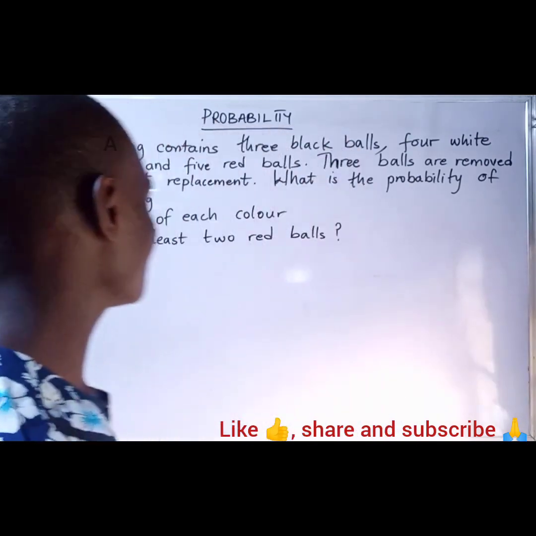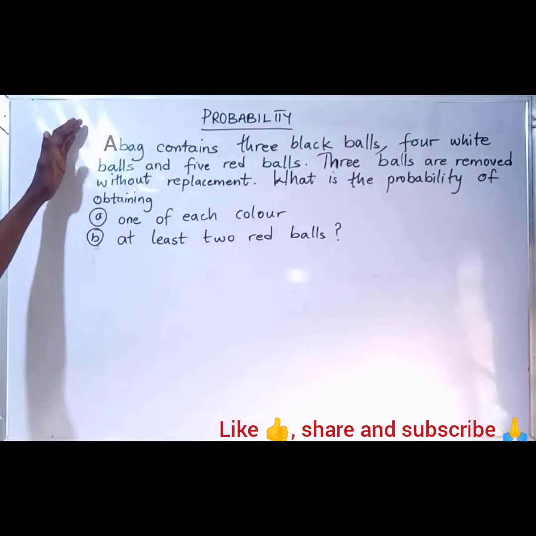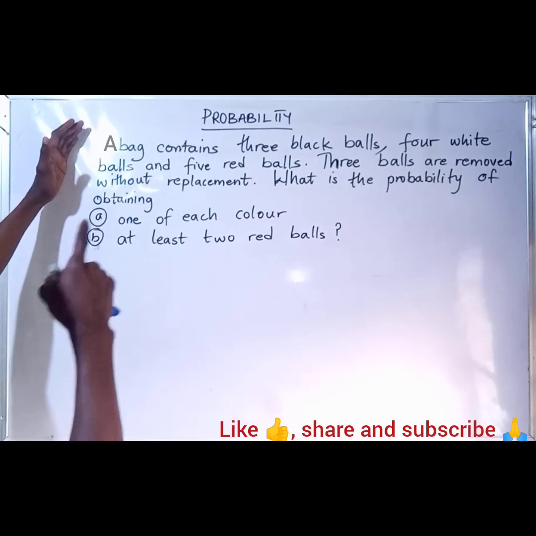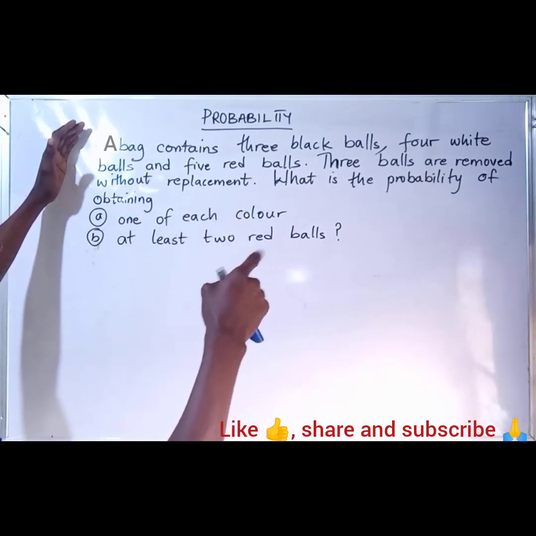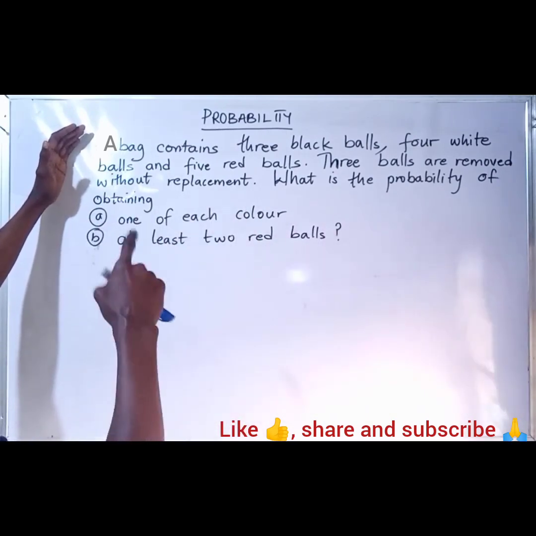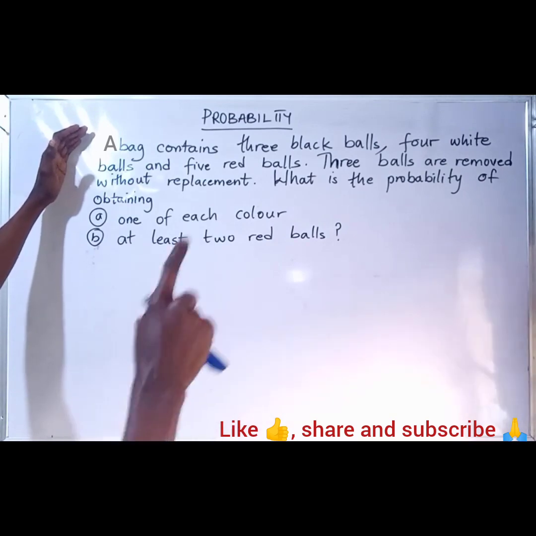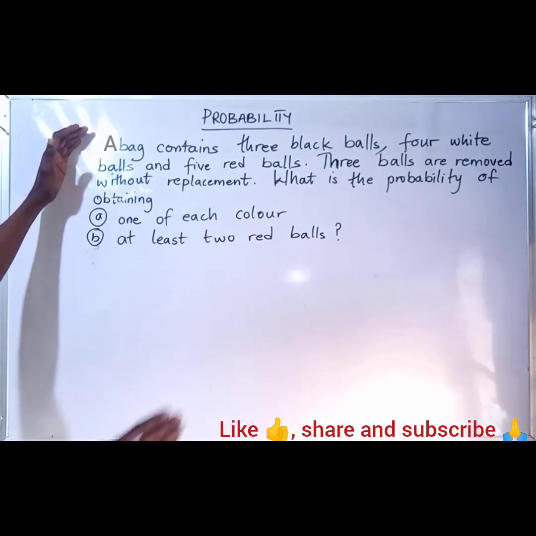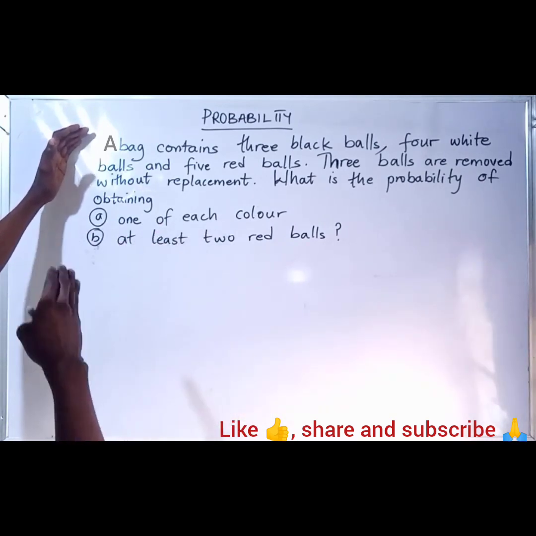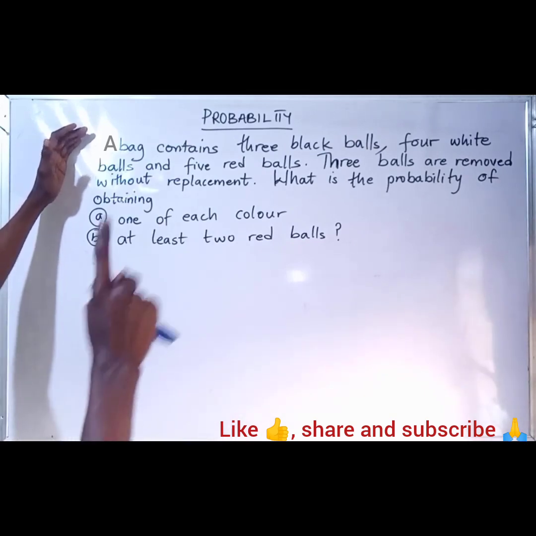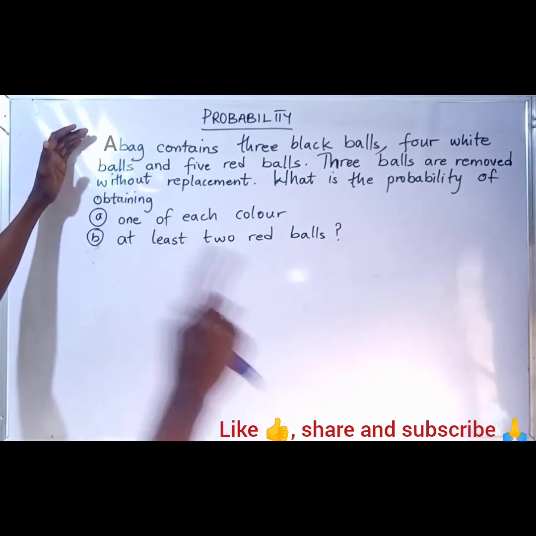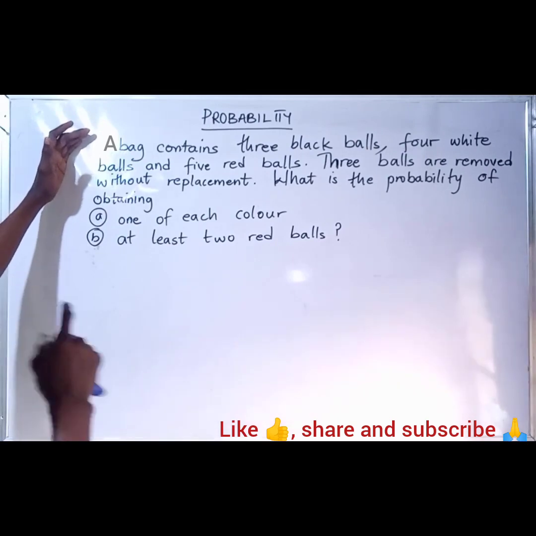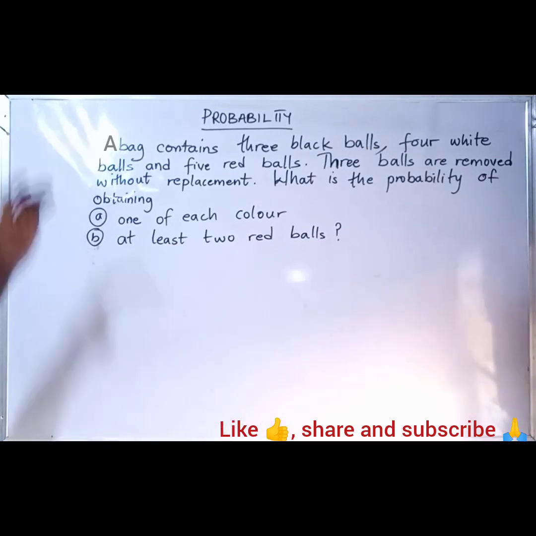Now the question is a question on probability, and it says a bag contains 3 black balls, 4 white balls and 5 red balls. 3 balls are removed without replacement. What is the probability of obtaining A. One of each color, B. At least 2 red balls?